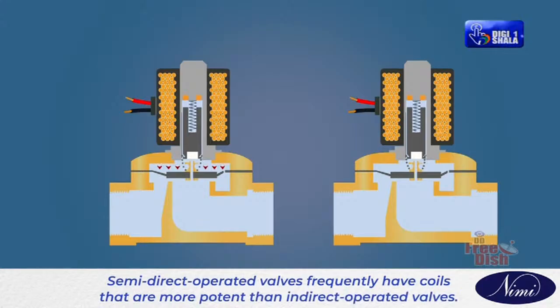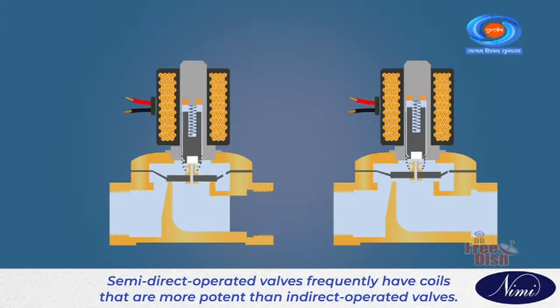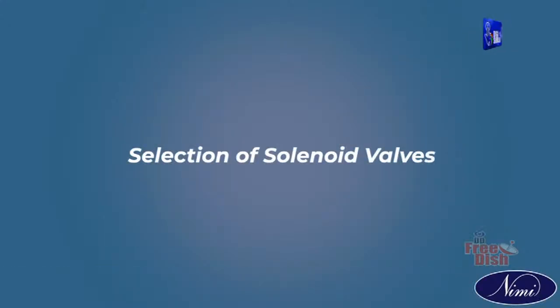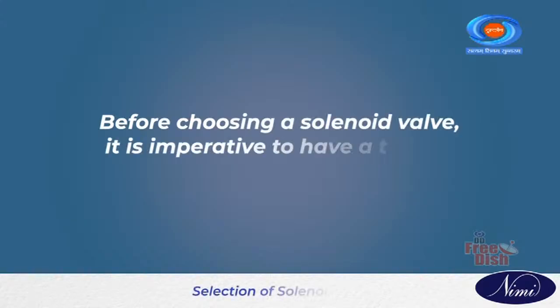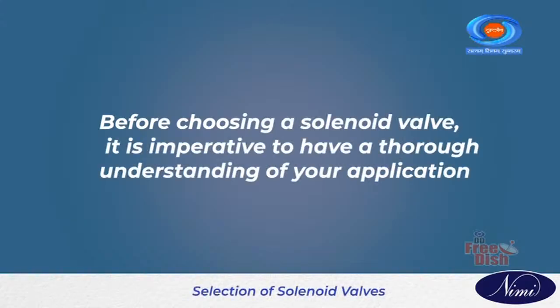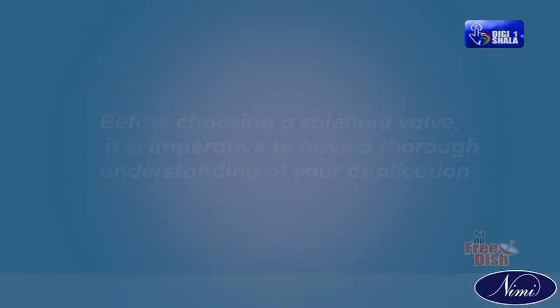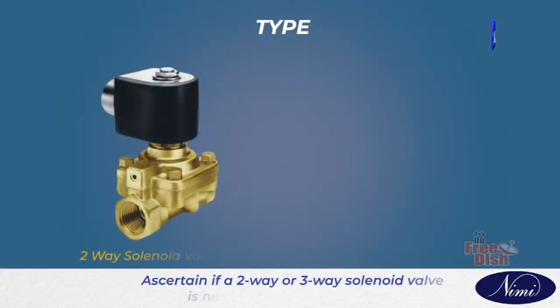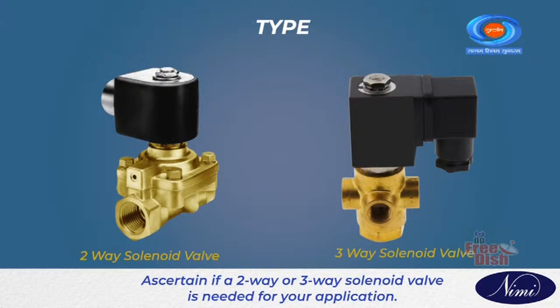Semi-direct operated valves frequently have coils that are more potent than indirect operated valves. Semi-direct operated valves are also called assisted lift solenoid valves. Selection of solenoid valve. Before choosing a solenoid valve, it is imperative to have a thorough understanding of your application. Type. Ascertain if a two-way or three-way solenoid valve is needed for your application.